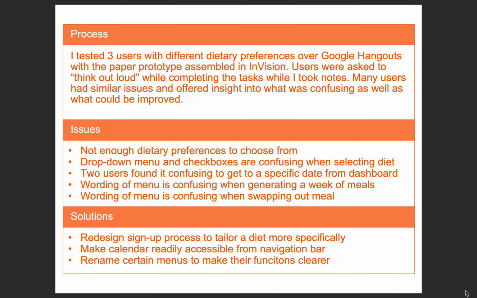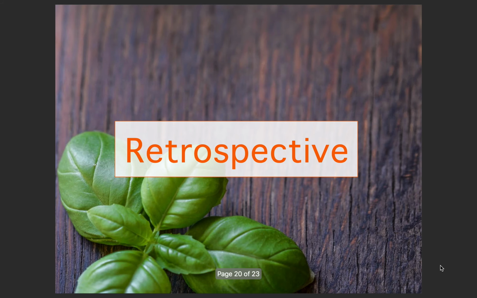So for the solutions, I realized I had to make an easier sign up process that was also more specific to the users, so they could tailor it to specific needs that didn't necessarily fall under the category of a full diet, but were maybe one of their specific preferences. And then I also had to make the calendar readily accessible from the navigation bar and rename certain menus to make them clearer and easier to understand.